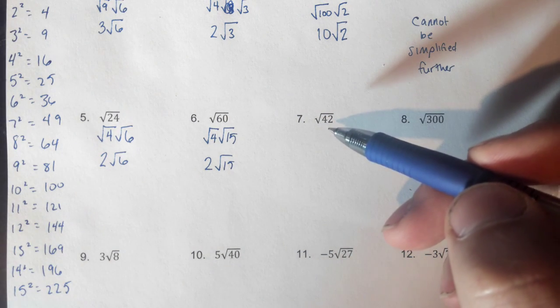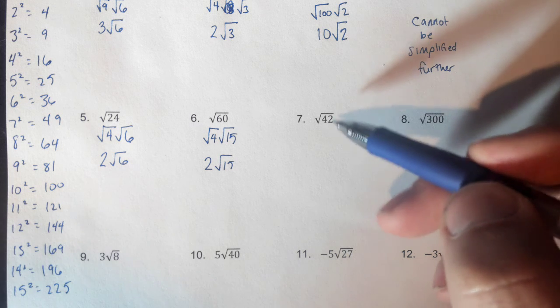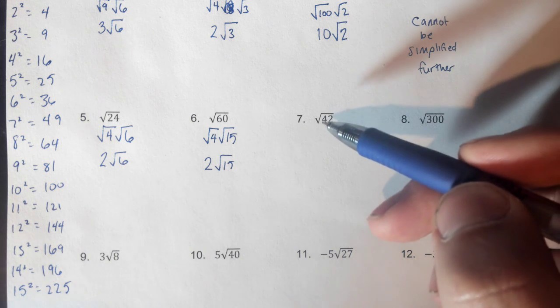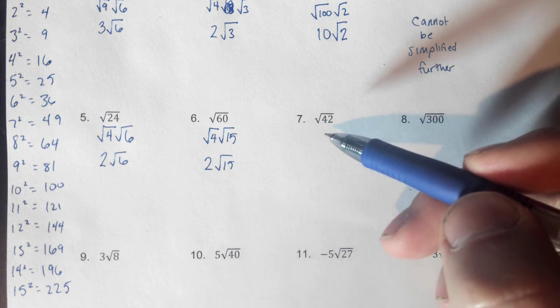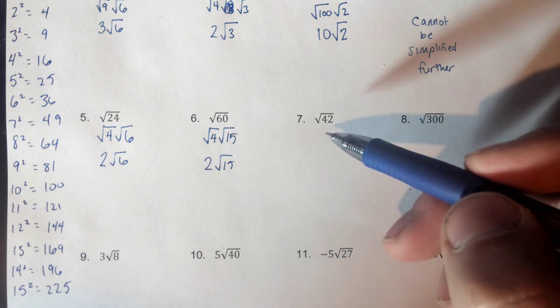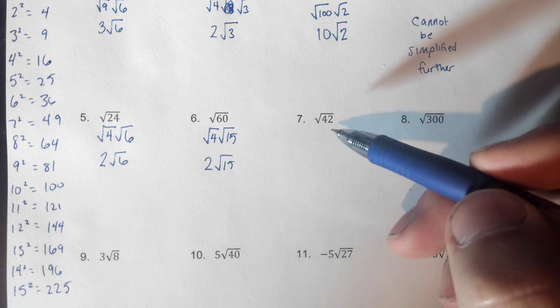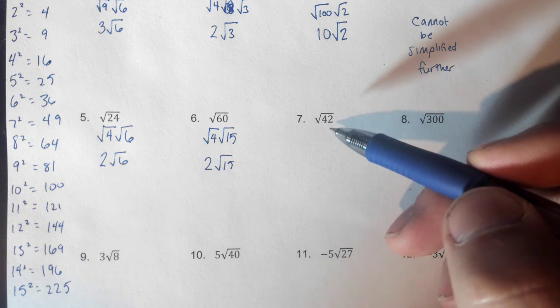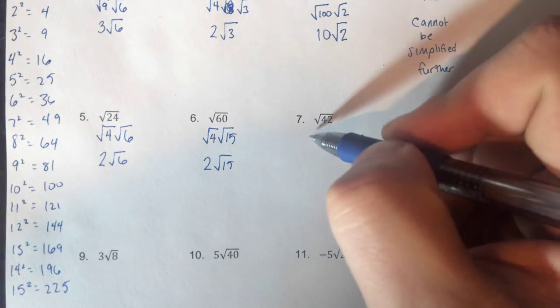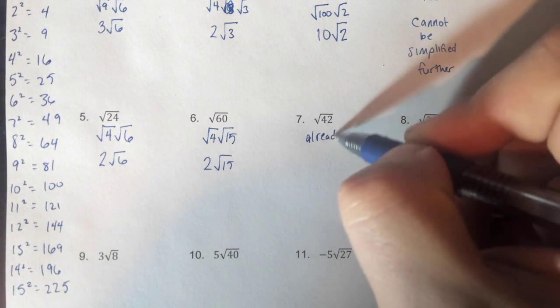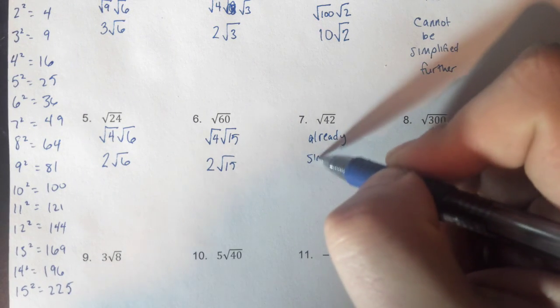The square root of 42. 4 does not divide 42. That one's tricky. It's not 4. Does 9 divide 42? No. Does 16? No. Does 25? No. Does 36? No. It's too big. This one's already simplified. There's no perfect square that divides it.